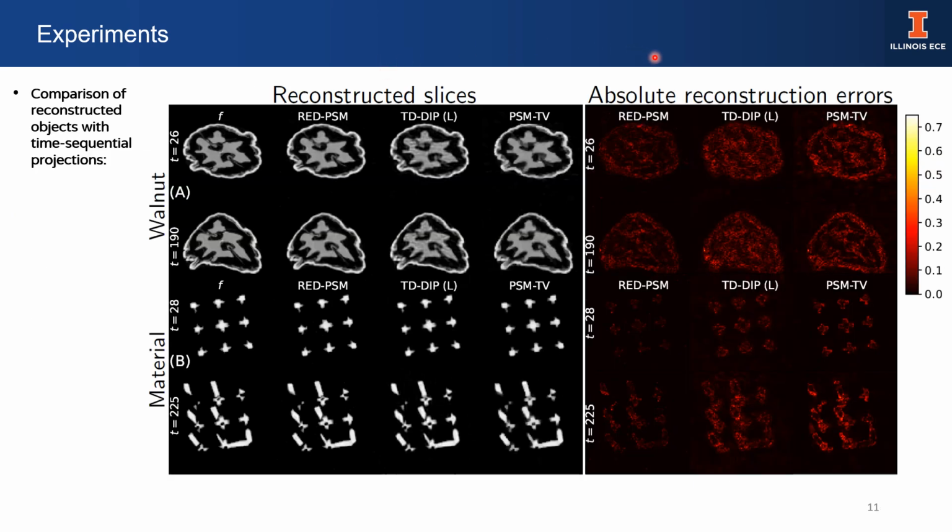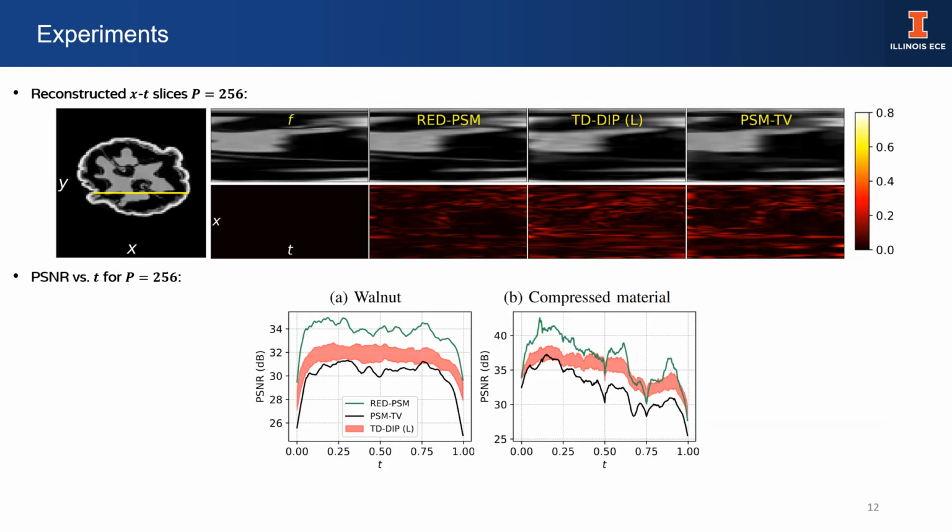Reconstructions and absolute errors for different objects at different times show that RED-PSM improves over the other methods, providing sharper results compared to PSM-TV and suppressing artifacts further compared to TDDIP. Similar better results hold for RED-PSM for the reconstructed XT slices shown by the yellow line. Also, the PSNR versus time plots show the consistently better performance of RED-PSM.